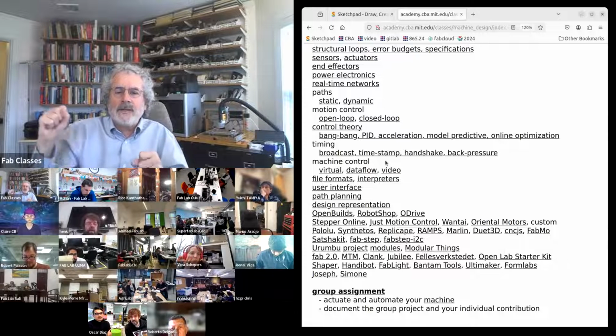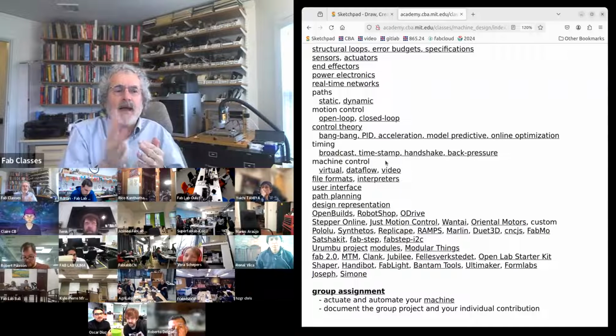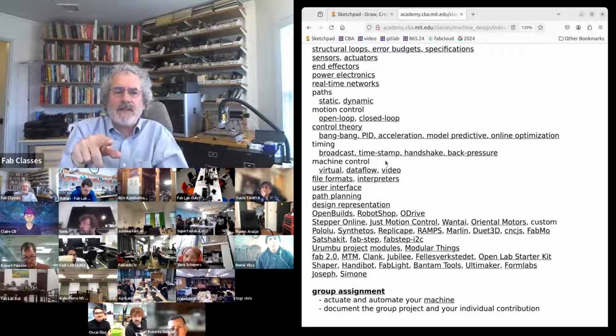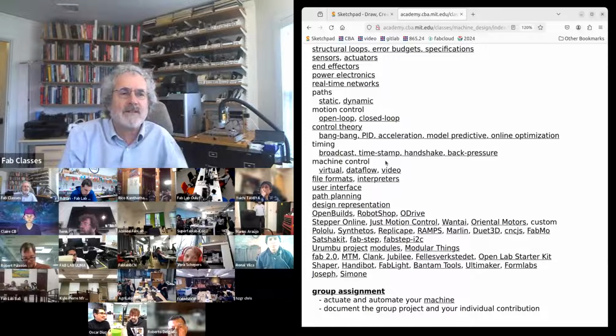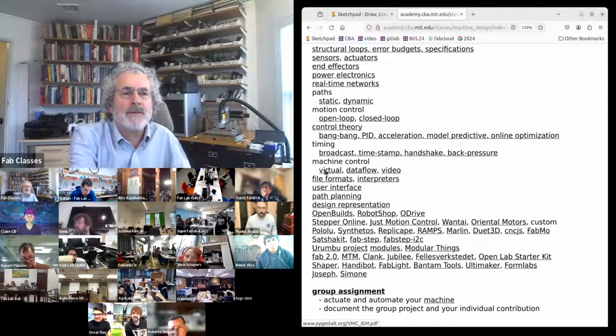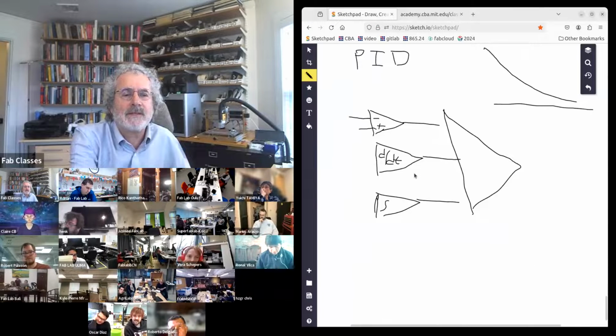And one way to do it is you broadcast a time over the network. You can send times in advance to tell them when things should happen. You can handshake between the processors. And you need all of that when we go to virtual machine control. And so this is one of the most important concepts for today.